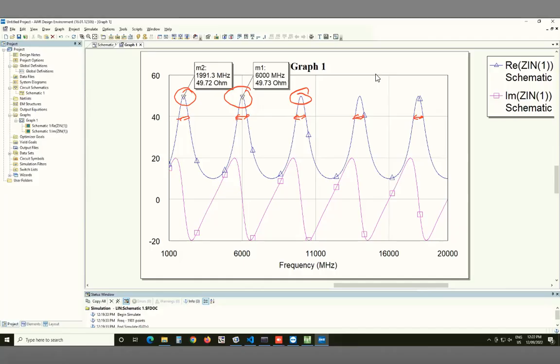That is correct, but the lowest one is still a lambda by 4 transformer at 2 gigahertz. This is a 3 lambda by 4 transformer at 6 gigahertz. As I said, my formulation of the question has a lie or a false aspect to it. I'm just asking you to catch that.